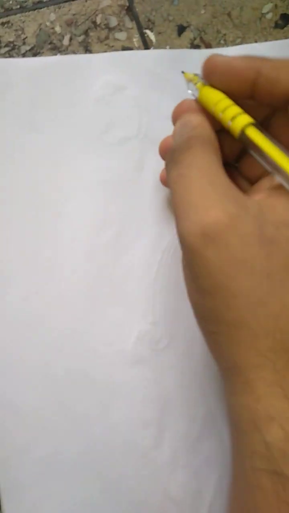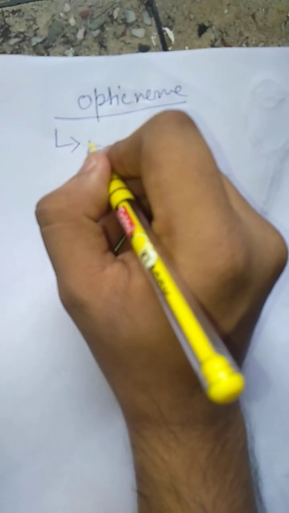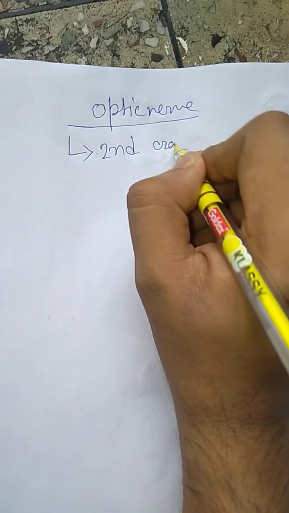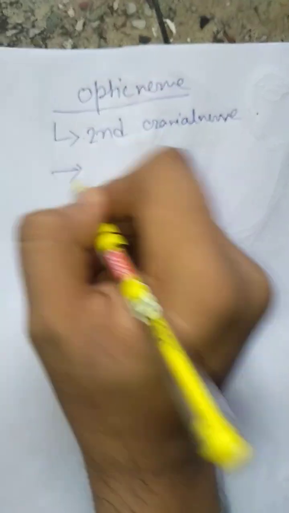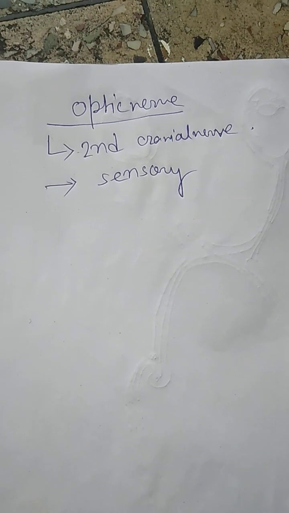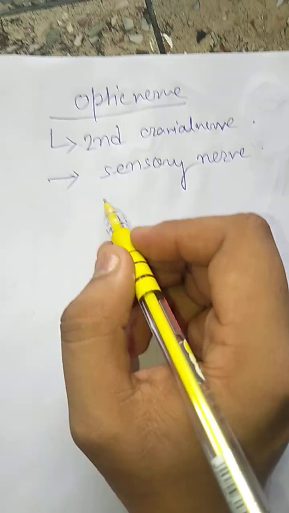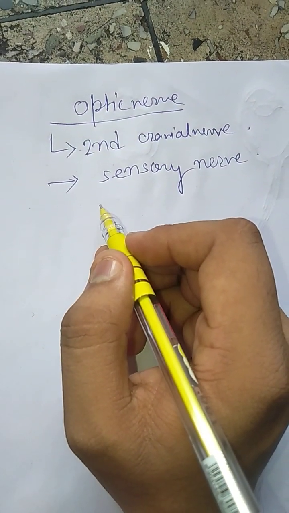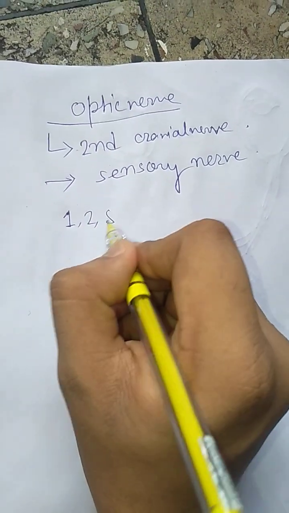Hi, today I am going to discuss the optic nerve. The optic nerve is the second cranial nerve and it is sensory. I discussed in the past that the sensory cranial nerves are 1, 2 and 8.